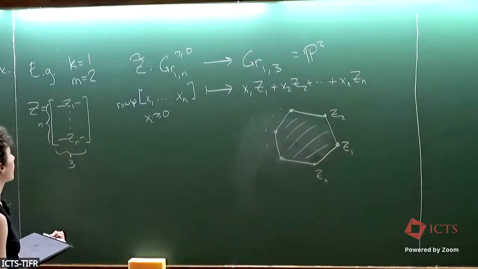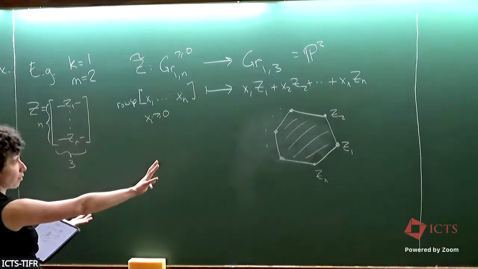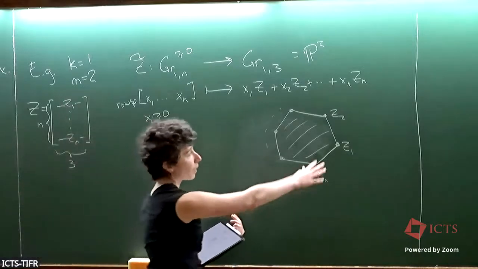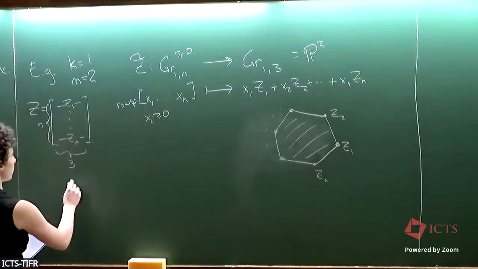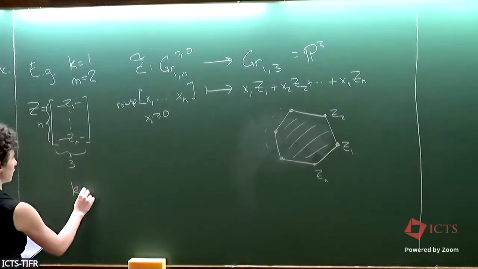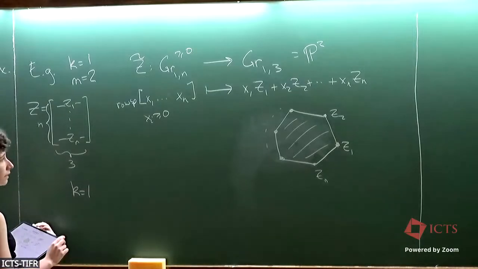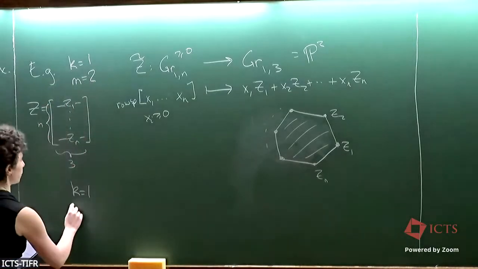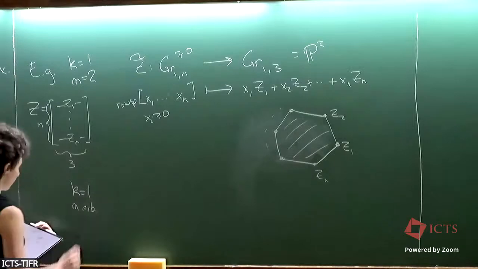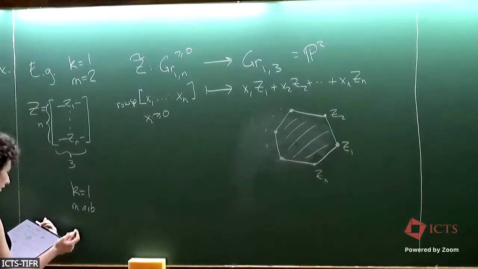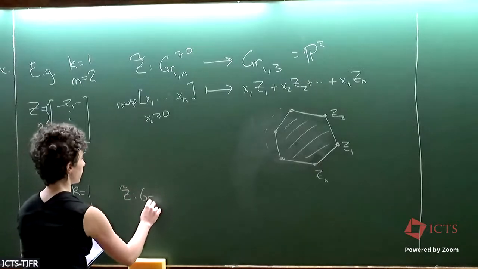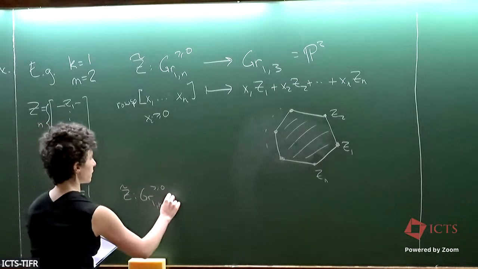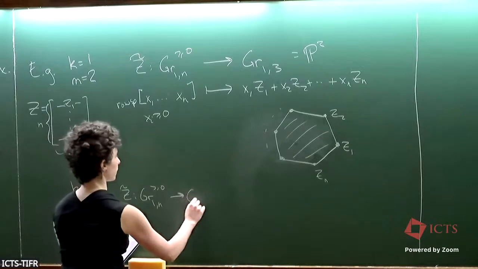This phenomenon, that I got a polygon or a polytope, is a little bit more general. If I demand that k equals 1, but let m be arbitrary, then I still have this situation where the Z-tilde map is going from a simplex into projective space.